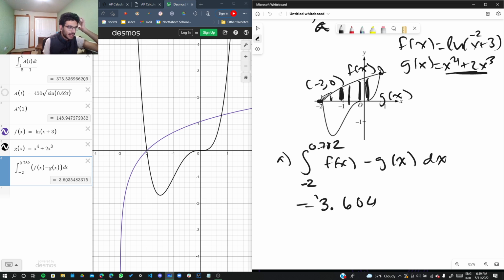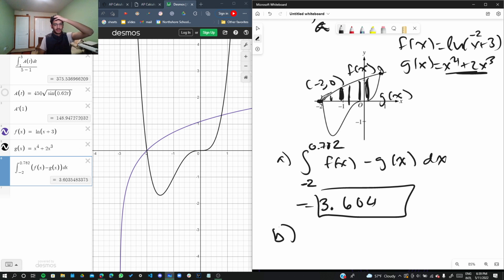So we got 3.604, and that is the answer to 2A. But remember, this is just a guess. If you think I did it wrong, let me know in the comments down below.